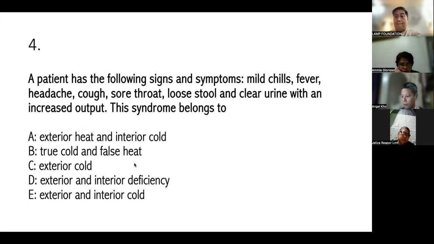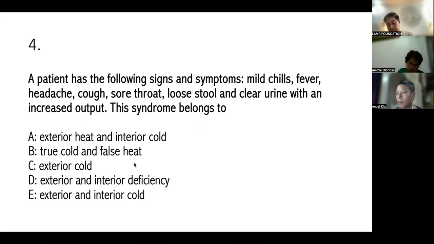Number 4. A patient has the following signs and symptoms. Mild chills, fever, headache, cough, sore throat, loose stools, and clear urine with an increased output. These syndromes belong to, so ito po, Doc, ang answer ko po is letter A, exterior heat and interior cold.